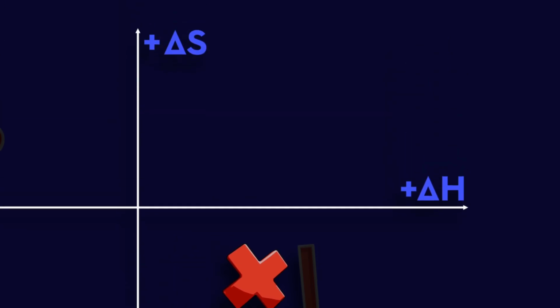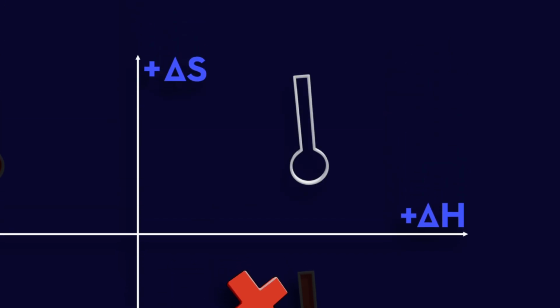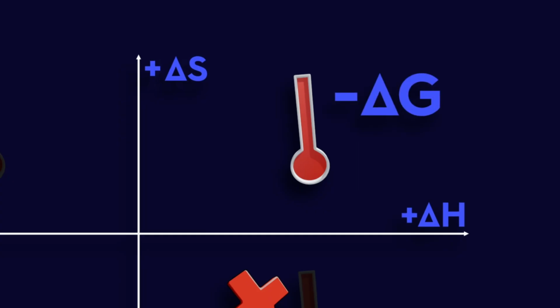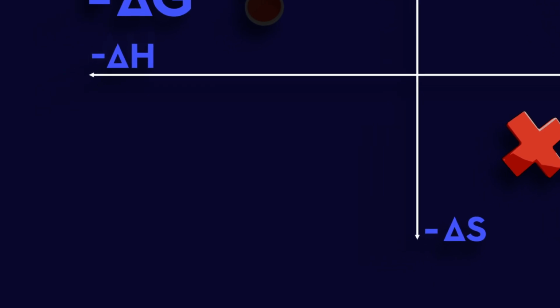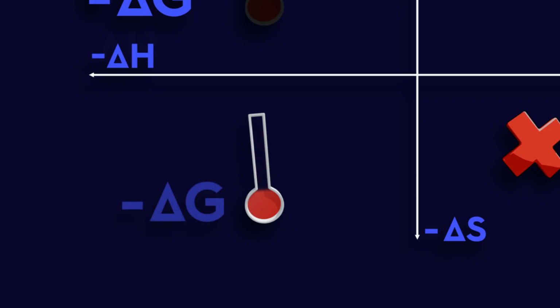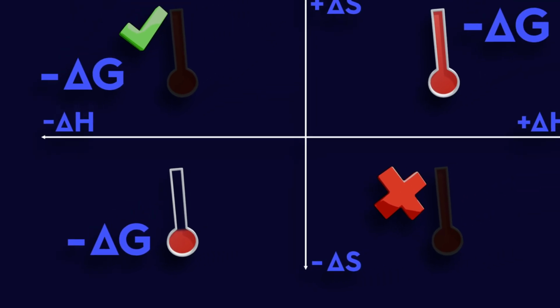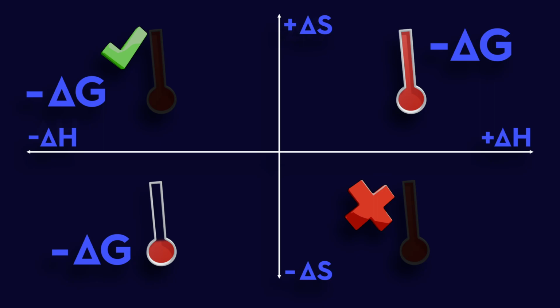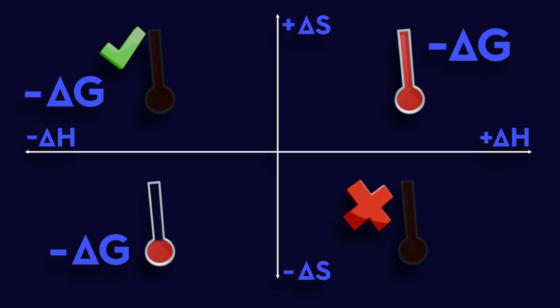If both are positive, enthalpy resists, but entropy helps. As T increases, the T delta S term can outweigh delta H, making delta G negative, spontaneous at high temperatures. If both are negative, enthalpy helps, but entropy resists. At low T, the resisting T delta S term is small, so delta G can stay negative, spontaneous at low temperatures. So far, we've mapped it out: always, never, high T and low T cases, just from the signs of delta H and delta S.